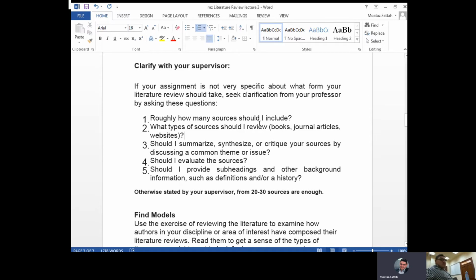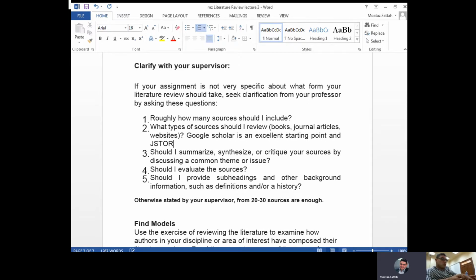What type of sources should I review? Usually books, of course, journal articles, and websites. Actually, here, Google Scholar is an excellent source. Google Scholar is an excellent, I would say, starting point. Of course, you can go to JSTOR, you can, and JSTOR. Okay? Why Google Scholar is good and important?